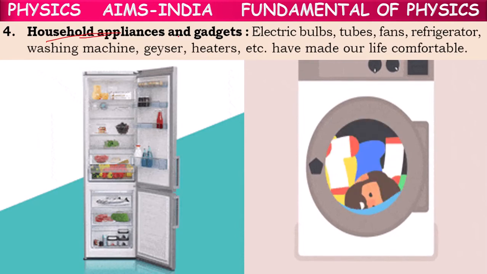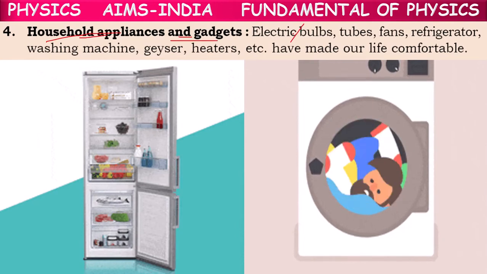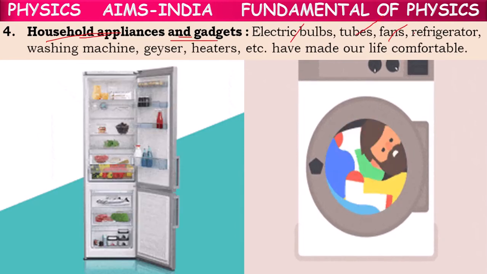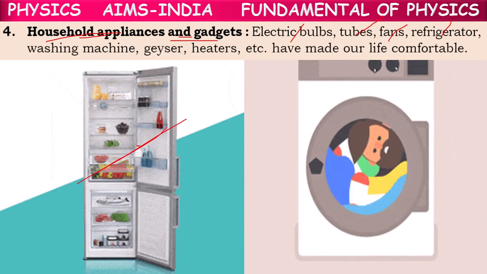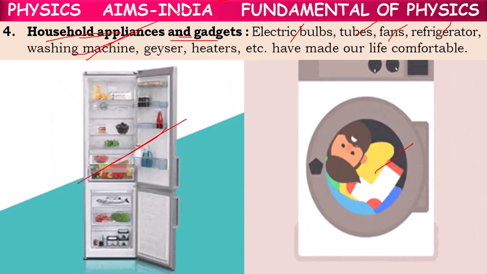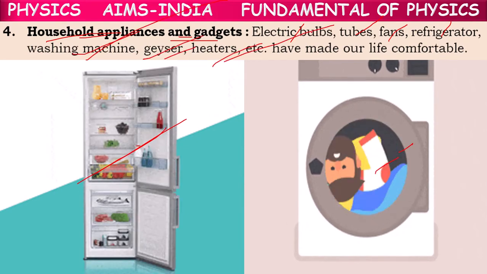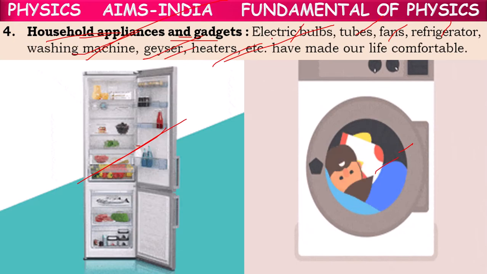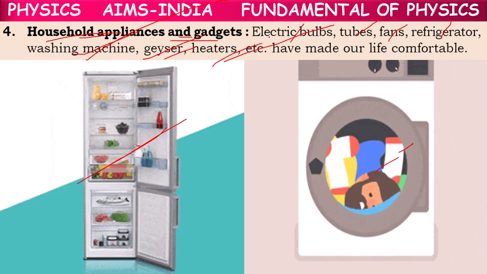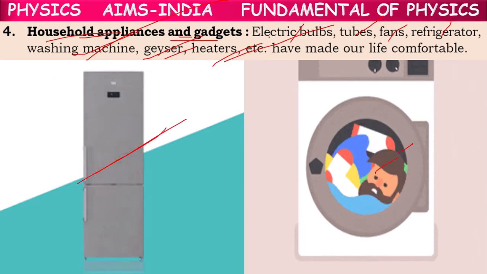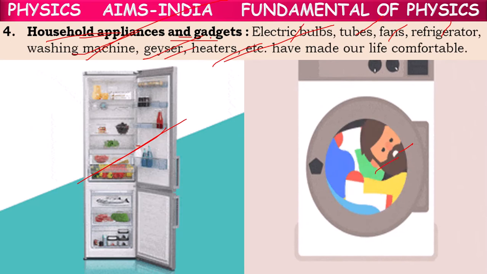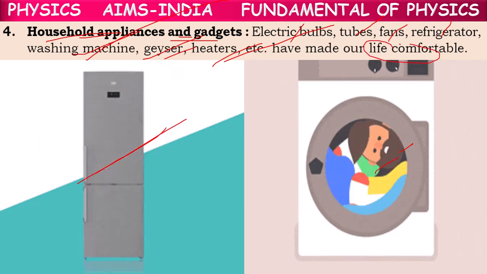Household appliances and gadgets: electric bulbs, tubes, fans, refrigerators, washing machines, geysers, heaters. All these things which were invented by physics are making our life comfortable.